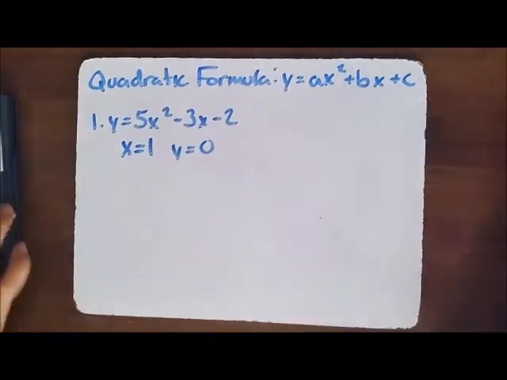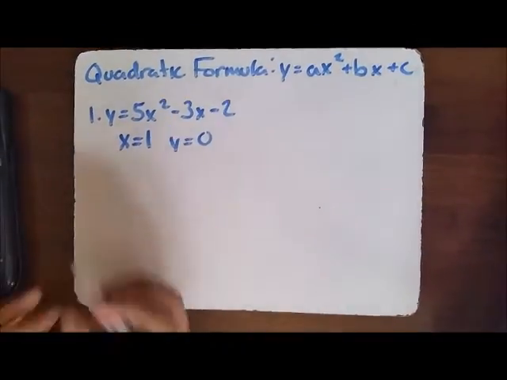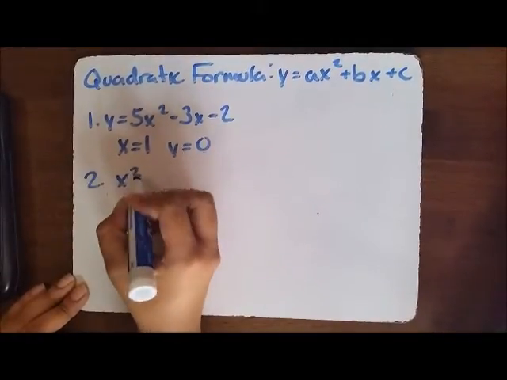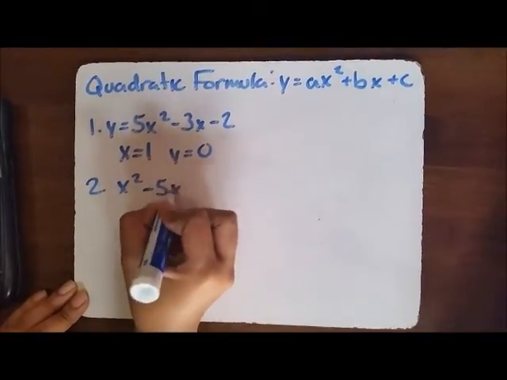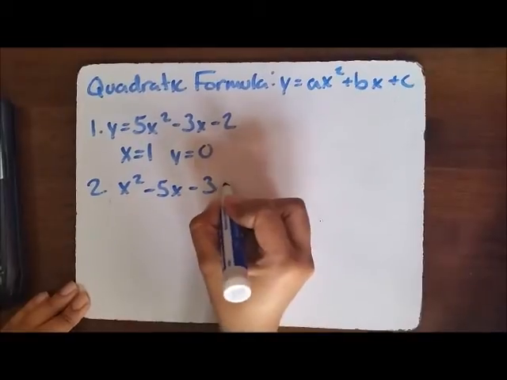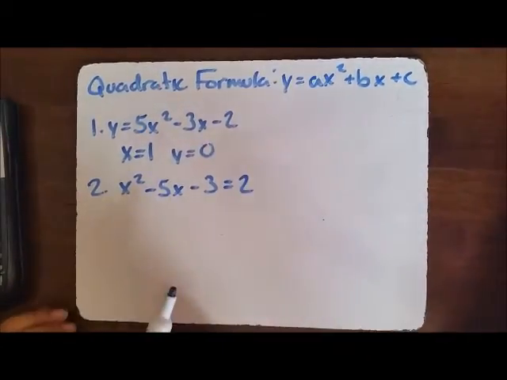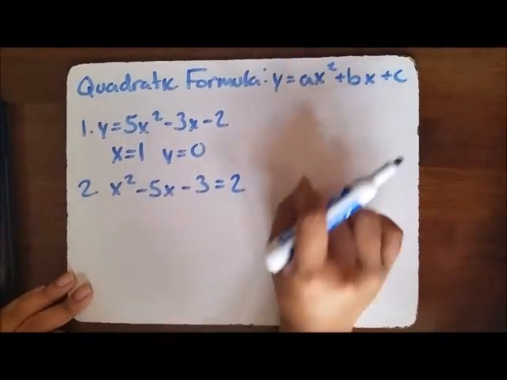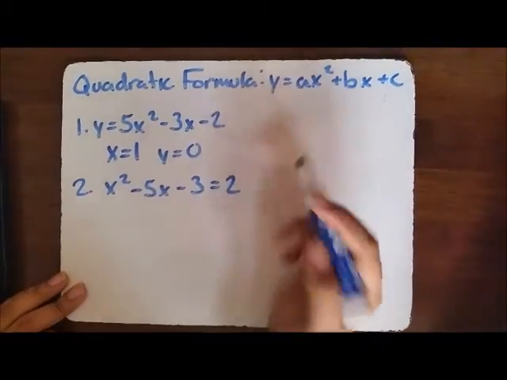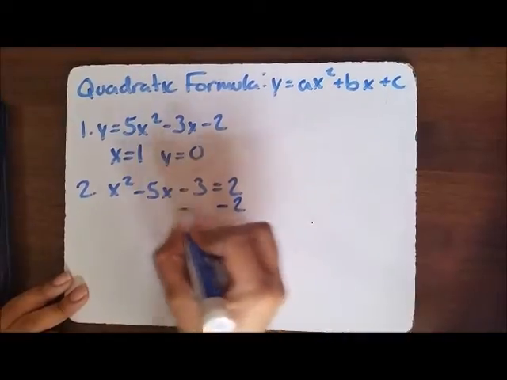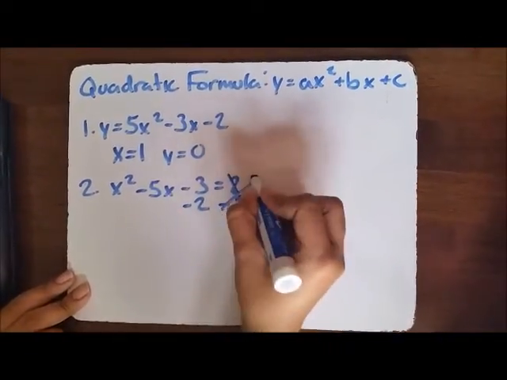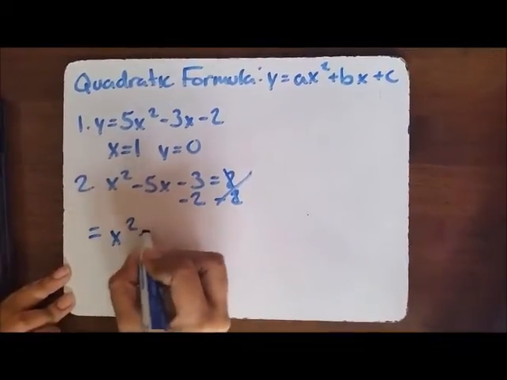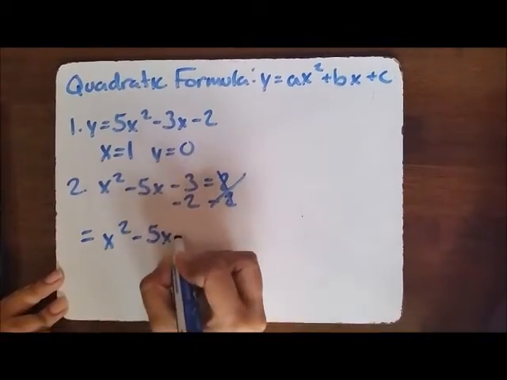Okay, so another example would be x squared minus 5x minus 3 equals 2. So this equation is not the same as the quadratic formula, so you'd have to rearrange it so they could be the same. So you would have to subtract 2 from each side, which would cancel this out, and it'll equal x squared minus 5x minus 5.